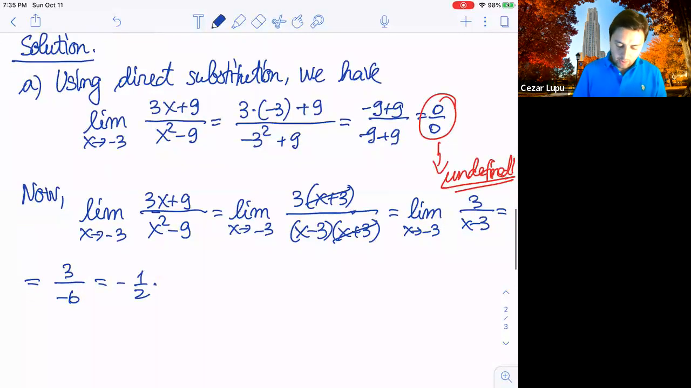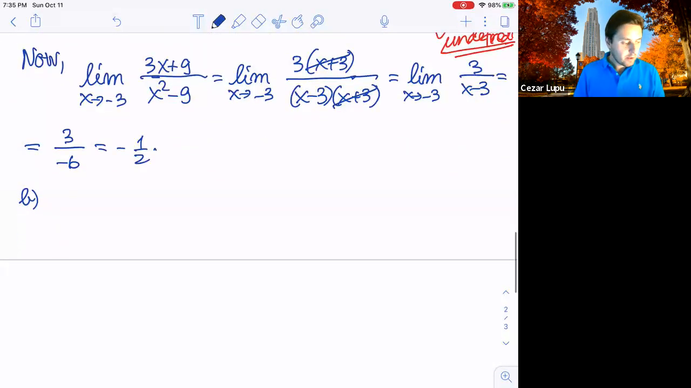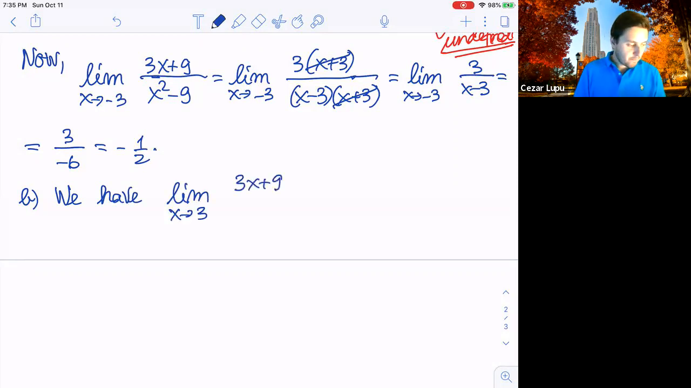So that's the limit for the first one. Now let's look at the second one. So again, we will have to look at this a bit. We have the limit as x approaches 3 of 3x plus 9. Pay attention now, over x squared minus 9. So it's the same thing, but this time we're approaching 3, positive 3.